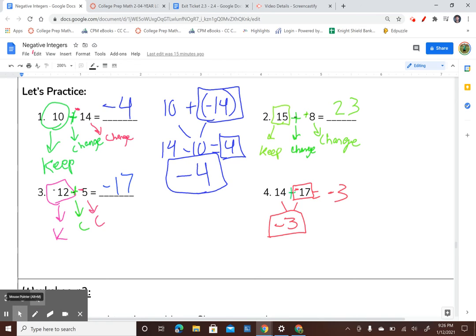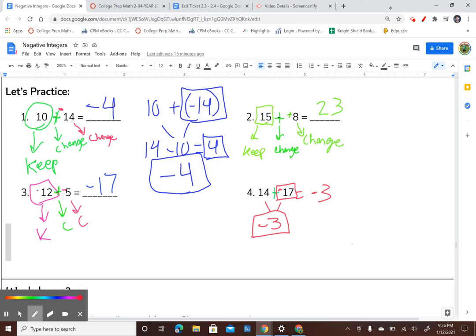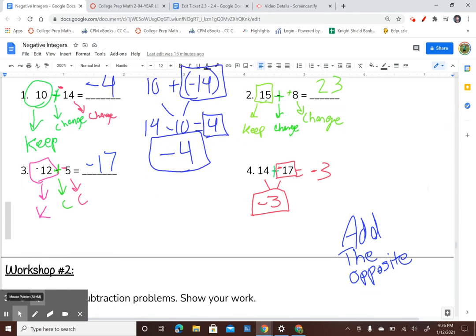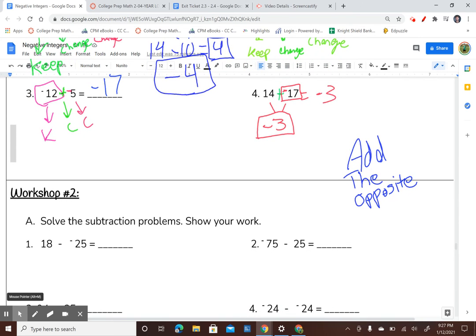All right, hopefully this is making sense. We're keeping, we're changing. All right, so you're going to add the opposite. Add the opposite. That's the key. So if I'm subtracting a negative, I'm going to be adding a positive. If I'm subtracting a positive, I'm going to be adding a negative. Adding the opposite.